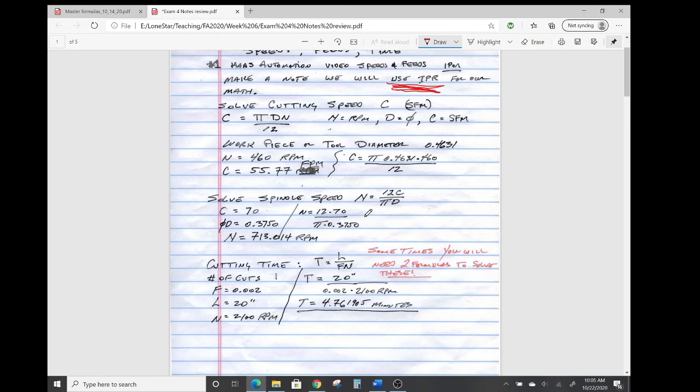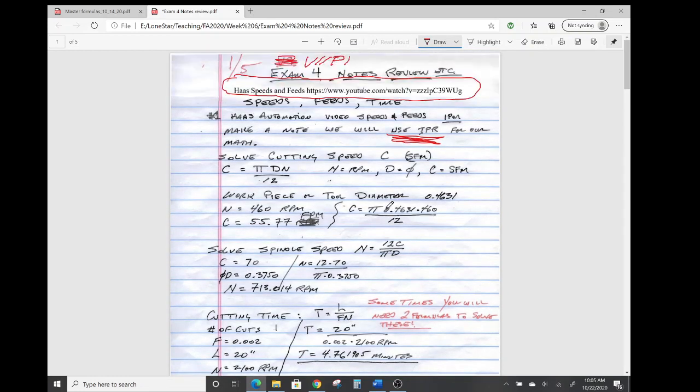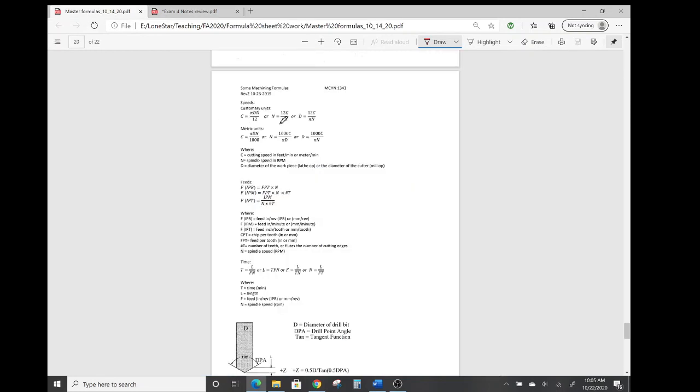All right, so that solves for N, the spindle speed. And if you wanted to solve for diameter, you come back over here to the formula sheet, and you could use this if you were given the cutting speed and the RPMs and you wanted to solve for the theoretical diameter.